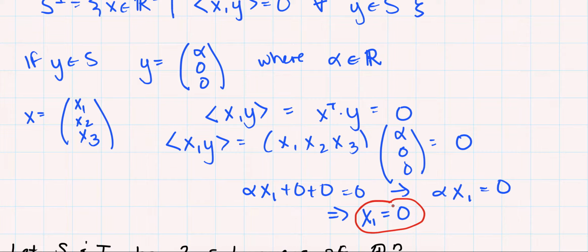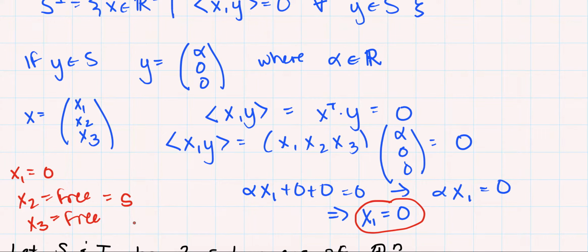But that's the only restriction. We don't have any restrictions on x2 and x3. They can be anything you want to choose, because we multiply them by 0, so they don't affect us getting 0 here. So that tells us x1 has to be 0, but x2 is free, and x3 is free. And if they're free variables, we can just call them s and t.